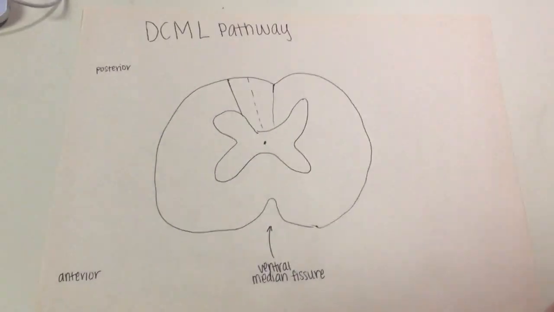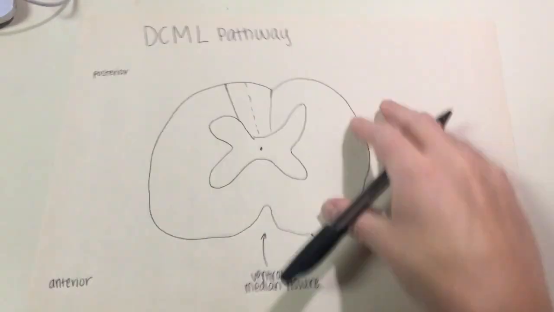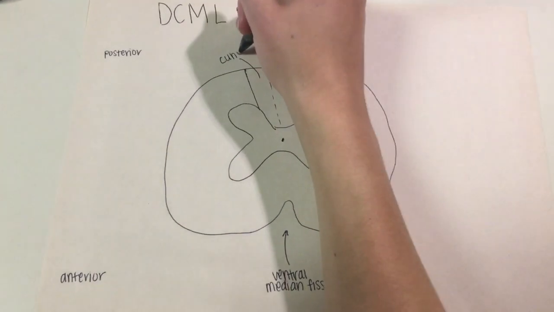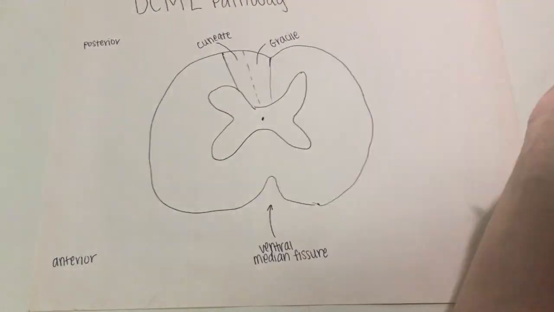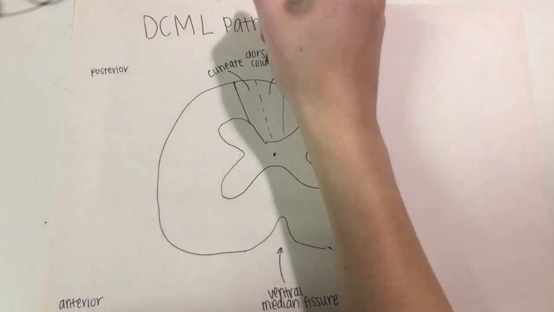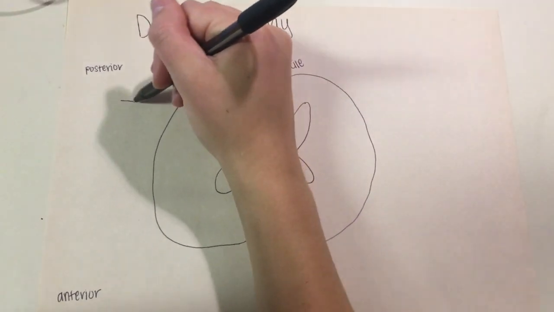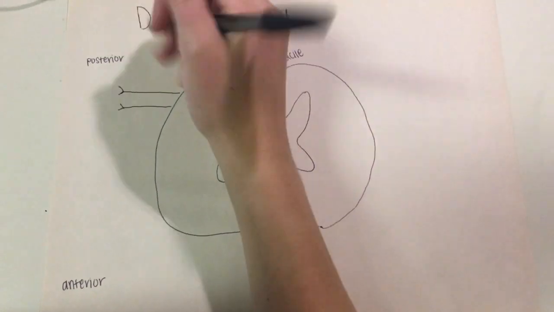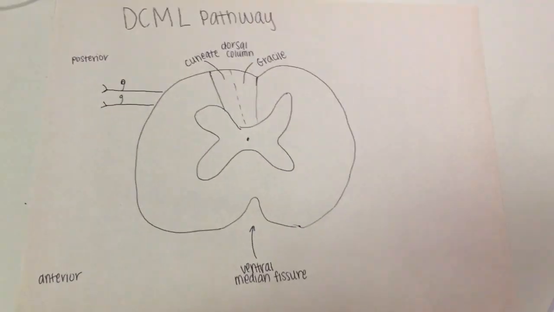So we're going to start with the dorsal column medial lemniscus pathway, and here we have a cut of the spinal cord. I've labeled the ventral median fissure for orientation clarity. And here we have the dorsal column, which consists of the cuneate and the gracile fasciculus. So the actual pathway starts in the limbs, the upper and lower limbs separately come in, and there's the dorsal root ganglion right there.